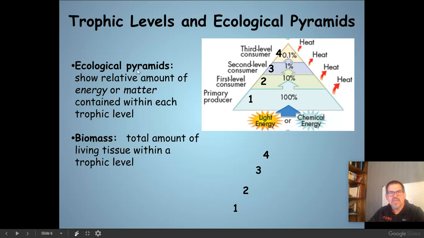All right, so an ecological pyramid shows relative amounts of energy or matter contained within each trophic level. Here's our first trophic level, our first level producers. Here's our primary producers, all the plants. All right, so plants are not 100% efficient. They don't turn all of the sunlight that shines on them and all of the water and all of the CO2 into glucose. But regardless of how many plants we have here, that energy is our starting point.